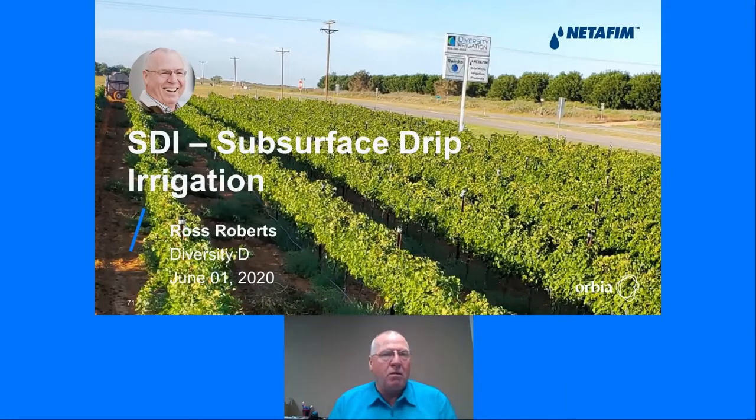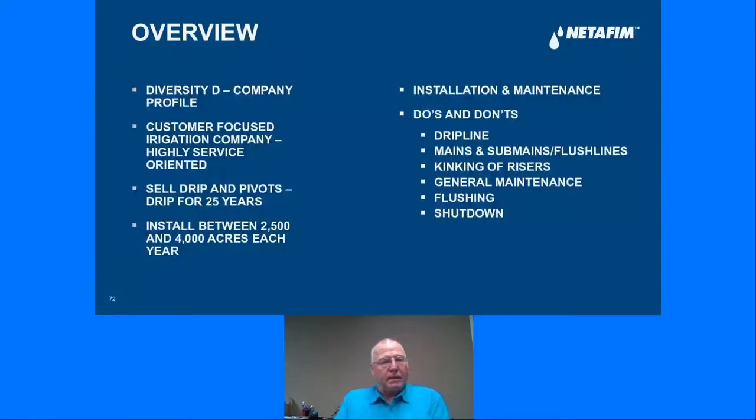So we install 2,500 to 4,000 acres a year at Diversity D. I farmed for 25 years, so I've actually walked in the same shoes as my customers, and I feel like that gives us a bit of an advantage, because we know about the growing process and about what Ami talked about earlier in the presentation. We've experienced it and done it ourselves, as well as installed the drip, and it makes us understand where the farmer is and what's going on.